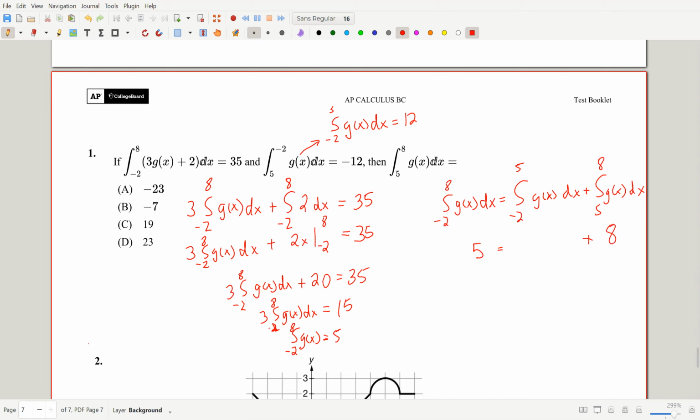Not 8, 12, right? Sorry. I was looking at the upper limit. Wait, something's off here. Oh, this is the one that I know. So it's 12 plus this. Yep. So we're getting the bigger interval and we're trying to find the smaller.